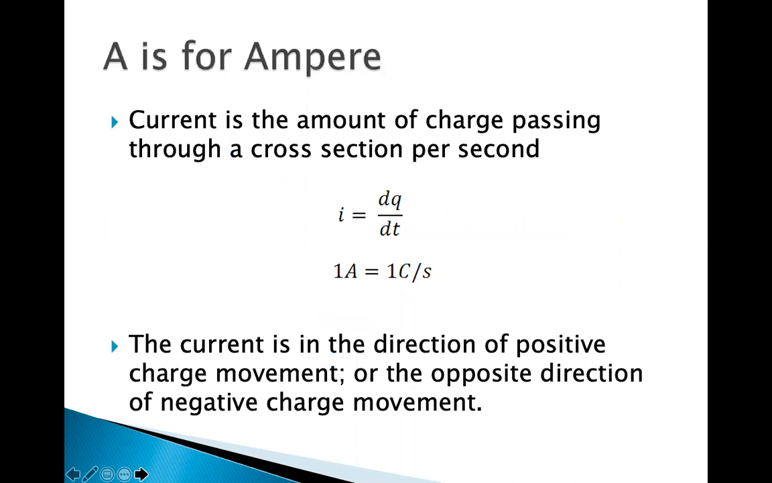So let's look at the current. Current is one of the 7 most basic physical properties. Current is the amount of charge passing through a cross-section per second. So it's the charge divided by time. 1 ampere equals 1 coulomb per second. So here is current.